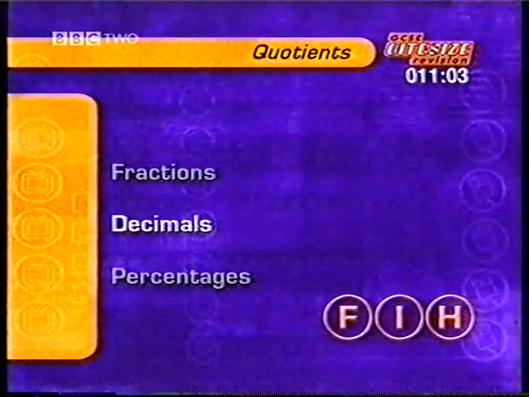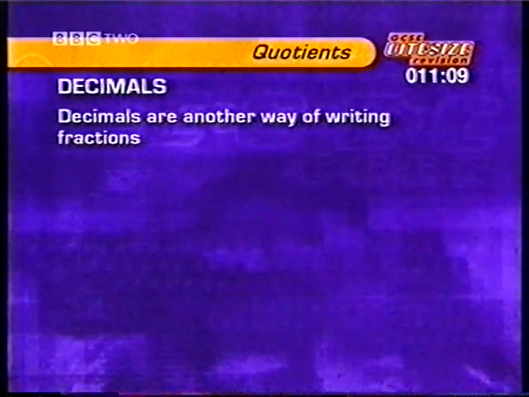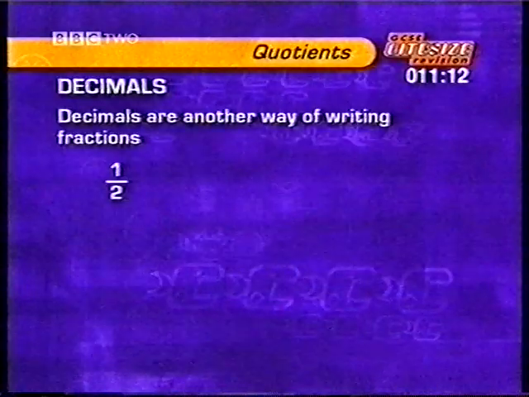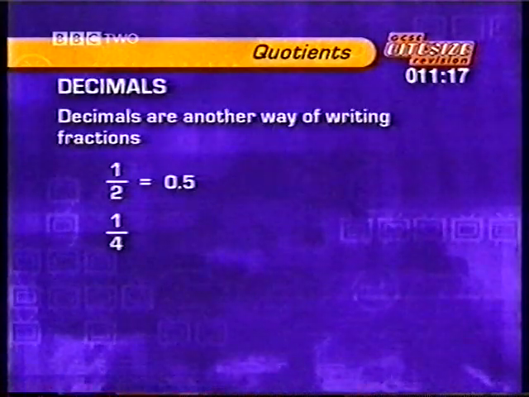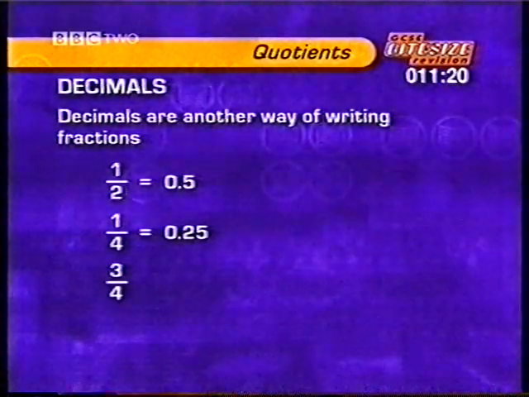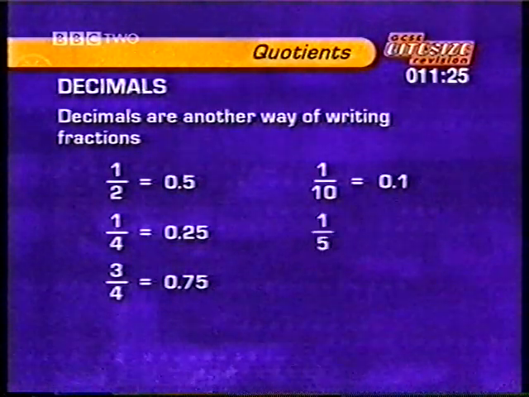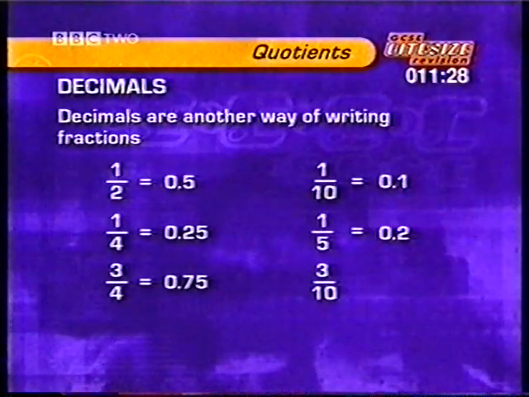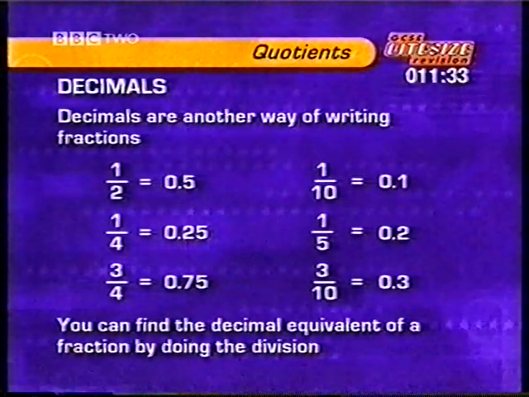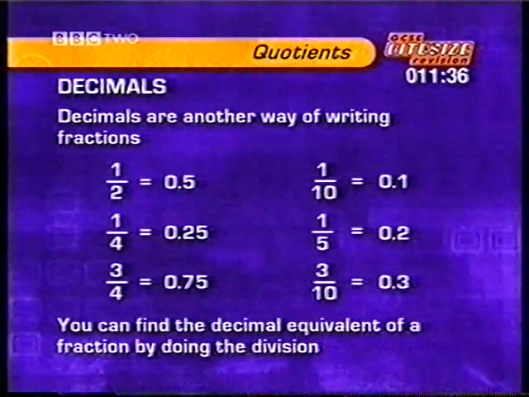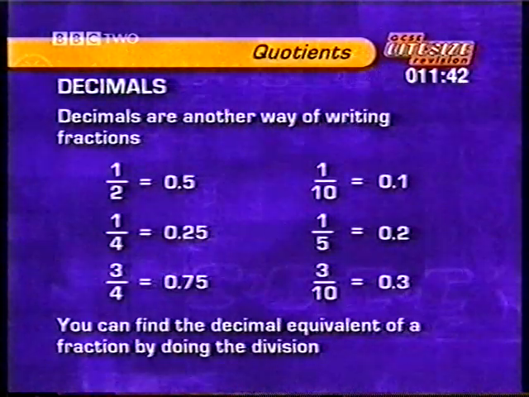Now on to decimals. Decimals are another way of writing fractions. You should know these decimal and fraction equivalents. A half is equivalent to 0.5, a quarter, 0.25, 3/4, 0.75, a tenth, 0.1, a fifth, 0.2, and 3/10, 0.3. You can find the decimal equivalent of a fraction by doing the division suggested by the fraction. So 1/4 is 1 divided by 4, which is 0.25.